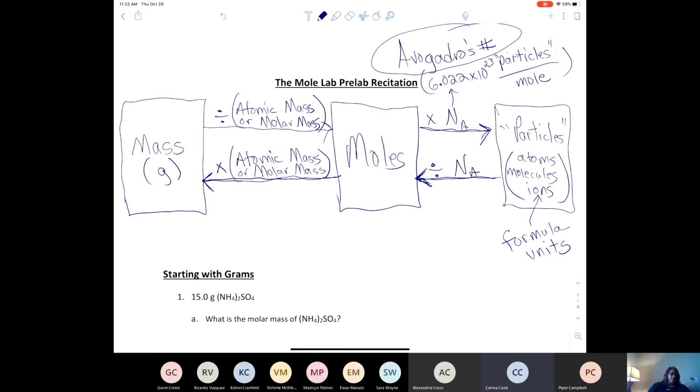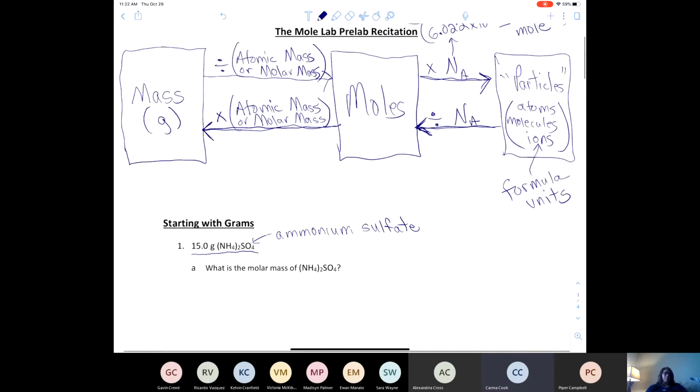So if we start out knowing the grams for an ionic compound like ammonium sulfate. Ammonium is a polyatomic ion, and more specifically, it's a polyatomic cation with a formula of NH4+. And then SO4 is also the polyatomic anion sulfate. So this is ammonium sulfate. Just to review our rules for naming ionic compounds when both the cation and the anion are polyatomic ions.